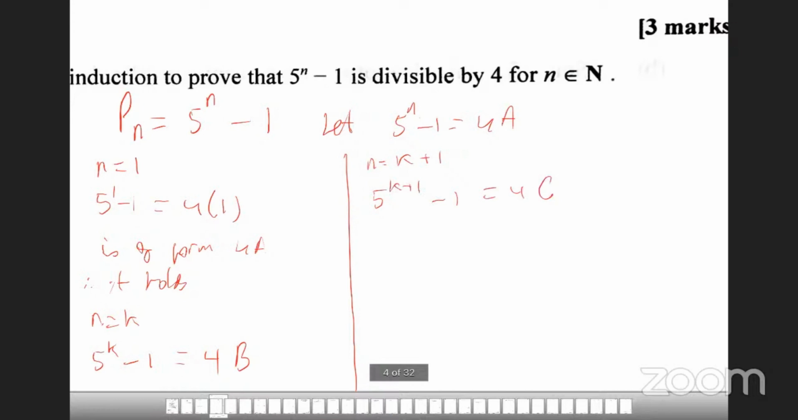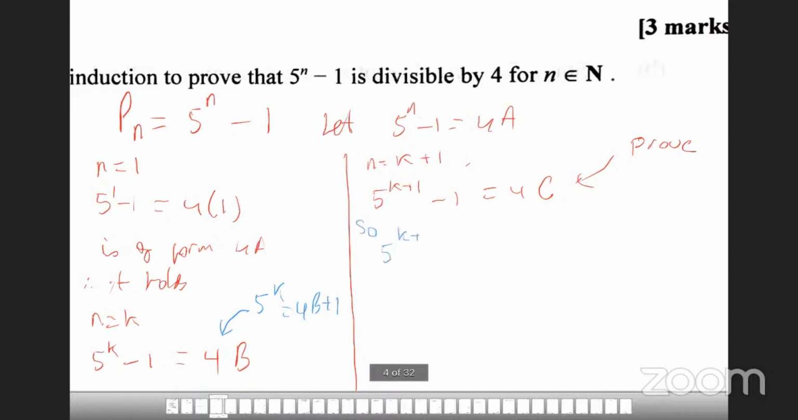So we have to prove this. We have to prove that 5 to the k plus 1 minus 1 is equal to 4c. So in order to prove it, here's what you have to do. From here, we can say that 5 to the k is equal to 4b plus 1. Y'all see that? Yeah? Now, watch this here.